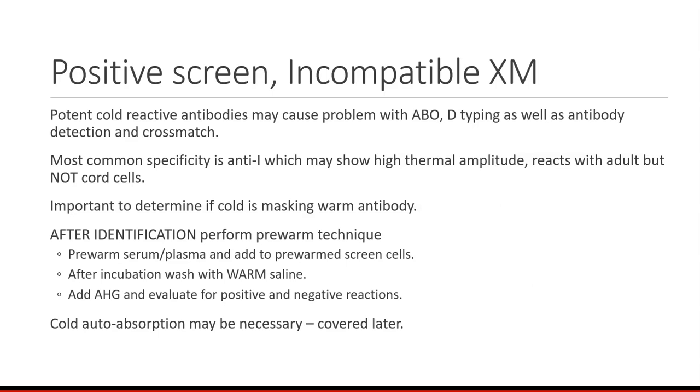So then as soon as you continue washing with the warm saline, add your Coombs serum, and if this is truly an anti-big I, it'll be negative. And then you don't have to do any more additional testing so far as antibody identification. For the cross-match, a cold autoabsorption may be necessary, and again, we're going to cover this later.